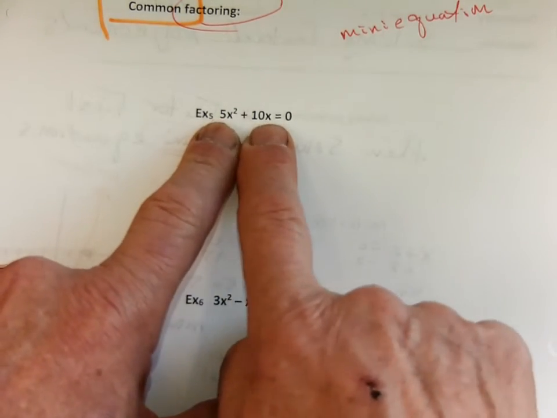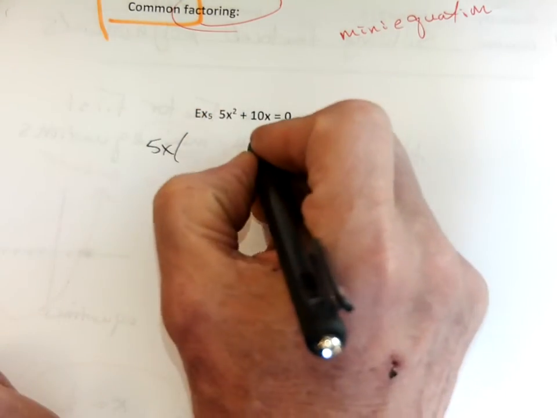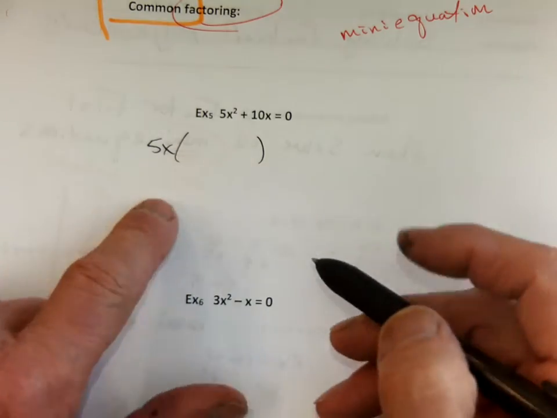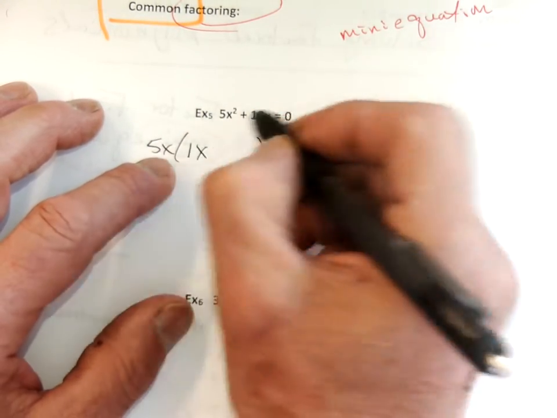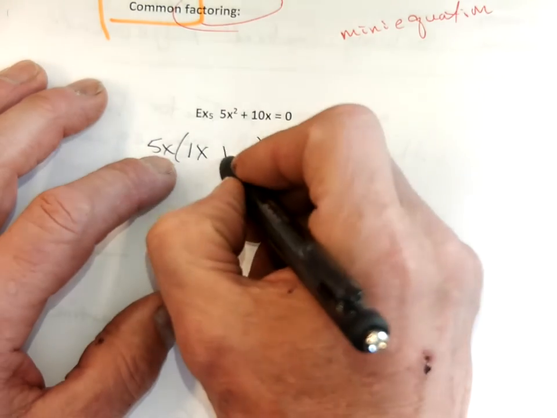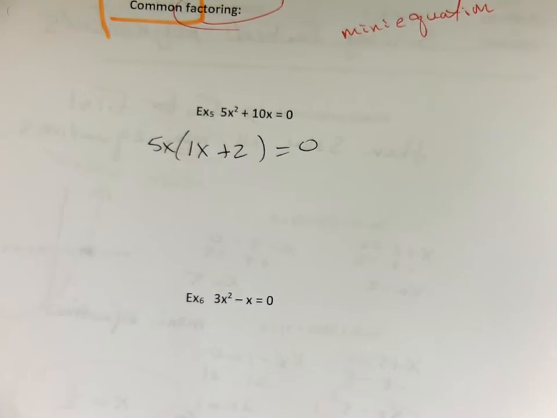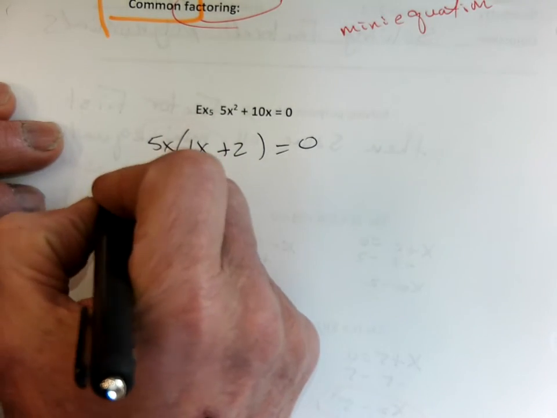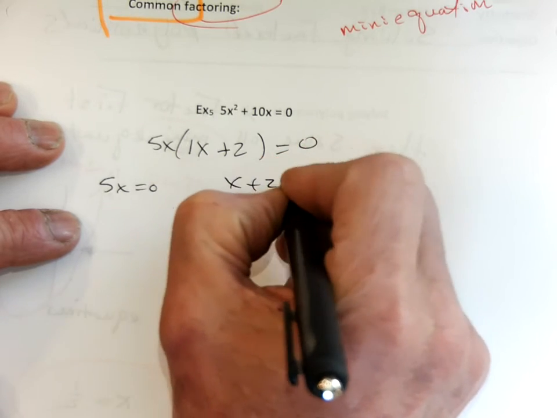An x and a 5. Awesome. A multiple of 5 and an x. So I'm going to take out a multiple of 5 and an x. 5 goes into 5 one time, and I took out an x, so I'd have an x left over. And 5 goes into 10 2 times, but I took out the x. Now I have my mini equations, and now I can solve it. So my mini equations: 5x equals 0, and x plus 2 equals 0, right?